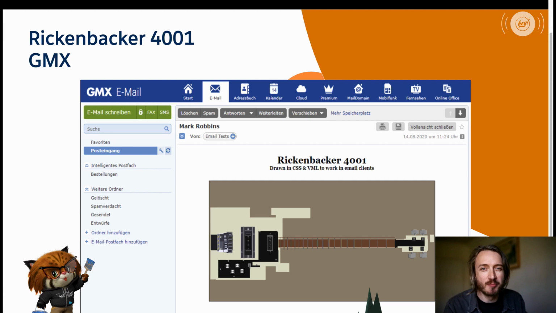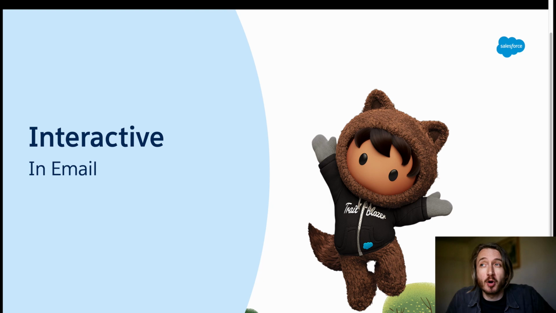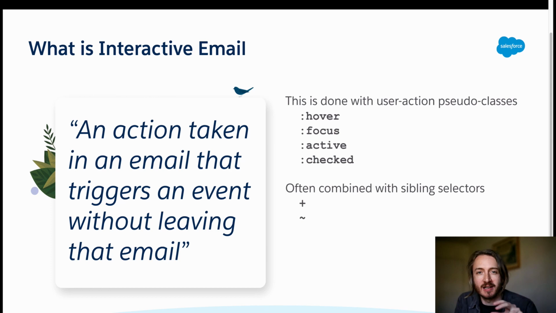So next up, I want to talk about interactive email. Now this is probably what I'm best known for. So what is interactive email? So this is an action taken in an email that triggers an event without leaving that email. So traditionally in an email, when you're sending an email, the main purpose is often to get a user to click on a link to go to the website and do something. So the idea of interactive email is we can bring some of that do something into the inbox. So we can engage the user earlier. We can give them something more to do in the email rather than just click through to the website.